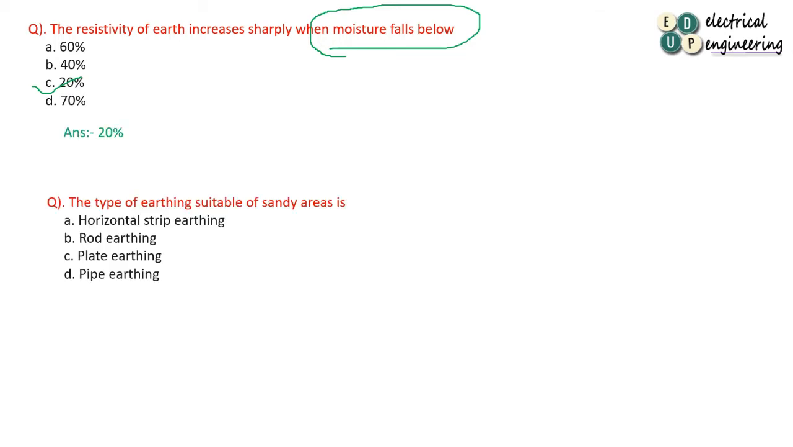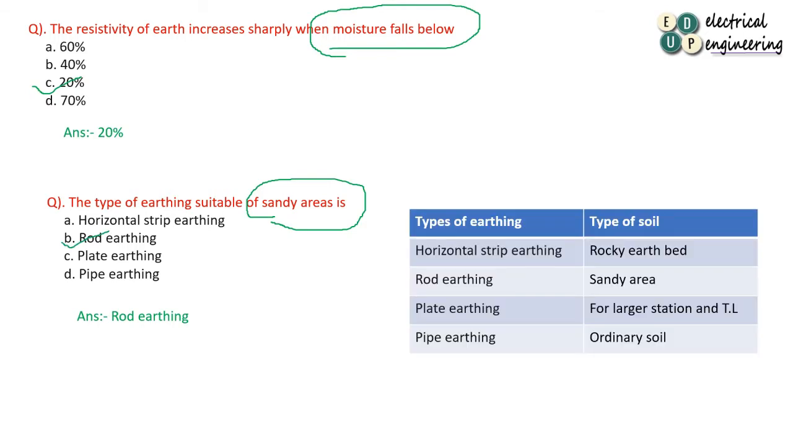The types of earthing suitable for a sandy area. It means for different soil types, what kind of earthing we will use. For a sandy area, we use rod earthing. Additional information: horizontal strip earthing is used for rocky earth type, rod type is for sandy area, plate earthing for substation and transmission line, pipe earthing is for ordinary soil. Move to the next question.